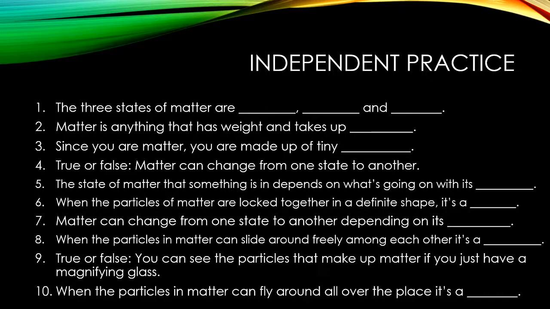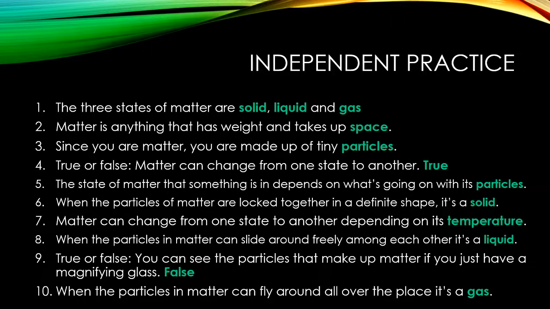Alright, I'm bringing it back, assuming that you have now completed that, so I can go ahead and show the answers. You're going to be starring the answers that you got correct and crossing out and fixing the ones that you got wrong. Here we are. Number 1, the three states of matter are solid, liquid, and gas, at least the ones we're talking about in this class. Number 2, matter is anything that has weight and takes up space. Number 3, since you are matter, you are made up of tiny particles, because everything that's matter is made up of particles.